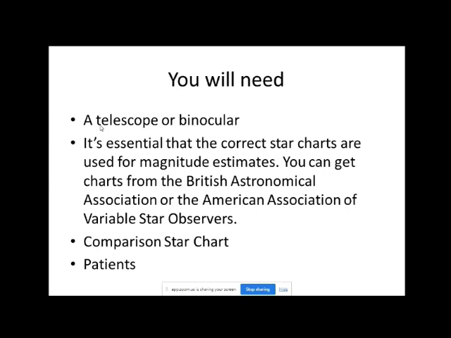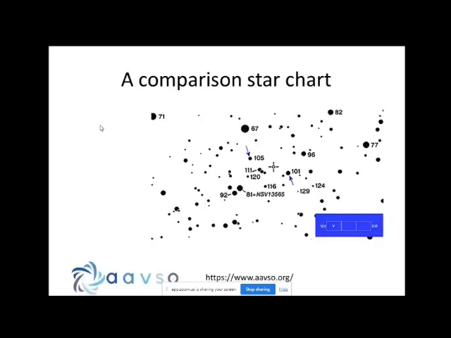This means the star we are going to observe should have another comparison star beside it, or in a field of view of 1 degree. We also have to know the reference star magnitude. This is a comparison star chart.